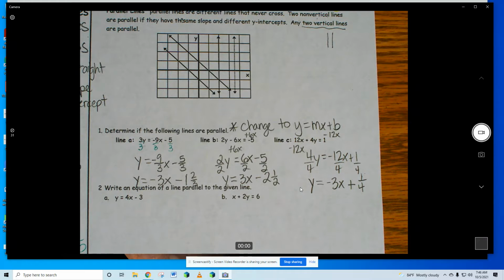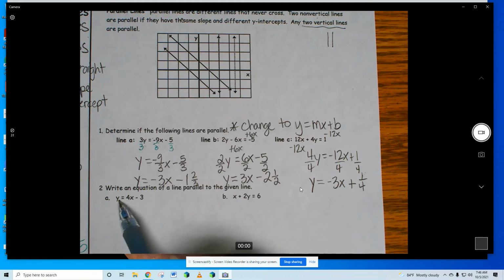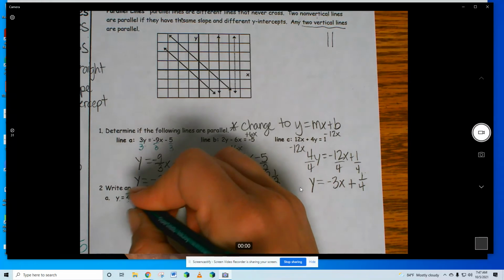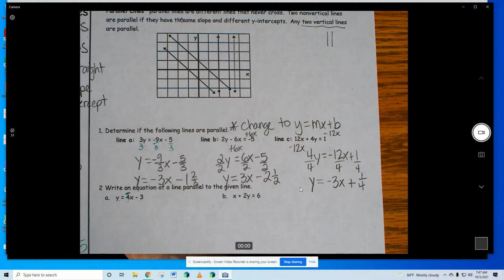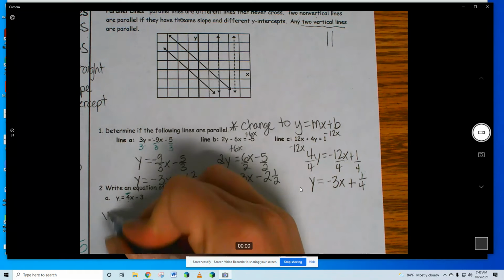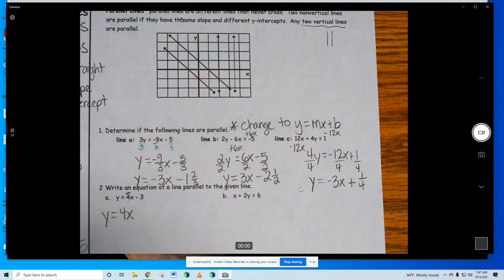Okay, part 2. Write an equation of the line parallel to the given line. So that means that I've got y equals 4x minus 3. My slope has to be the same. So I want you to write an equation that has a 4x in it. Y equals, and I do not care what the y-intercept is. Anything you want. I really want everybody's to be different in the class. Y equals 4x, and then you pick whatever y-intercept you want.